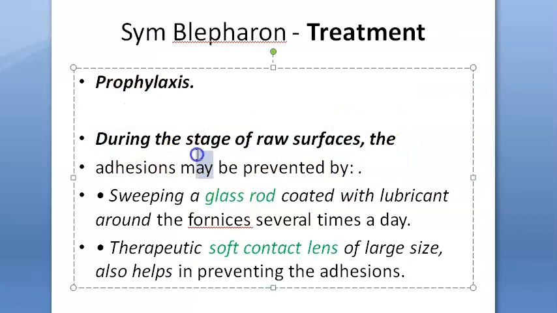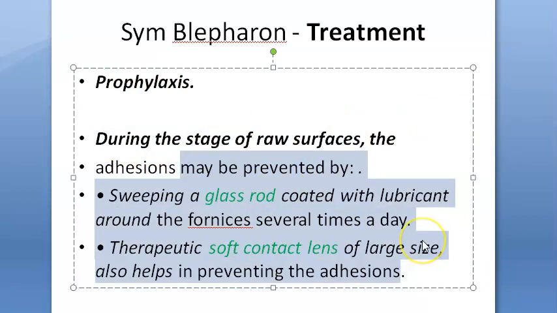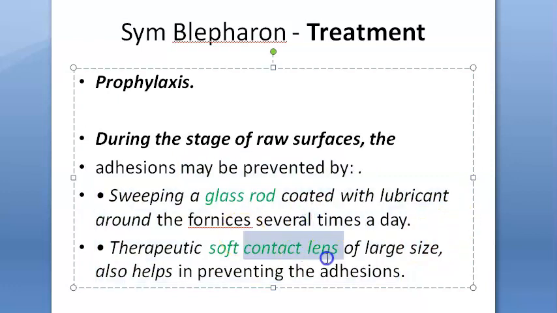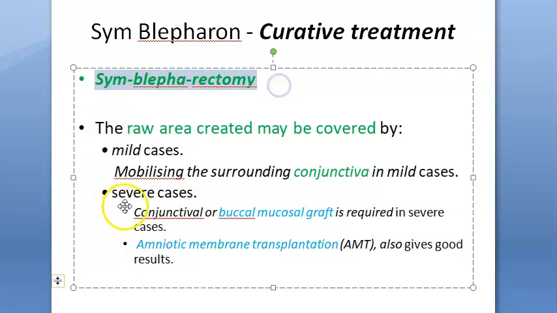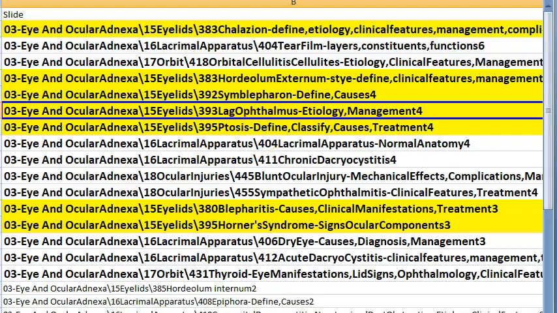Regarding prophylaxis, in the early stages you can just take a glass rod and try to remove this adhesion. Soft contact lenses can also prevent it. In case it has become big and strong, then they will do symblepharectomy.